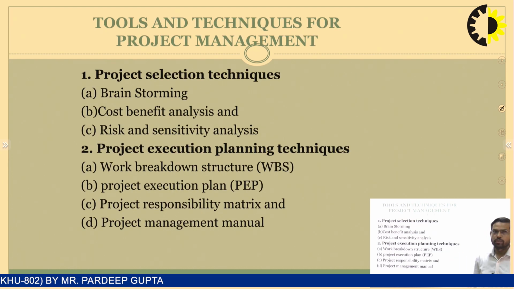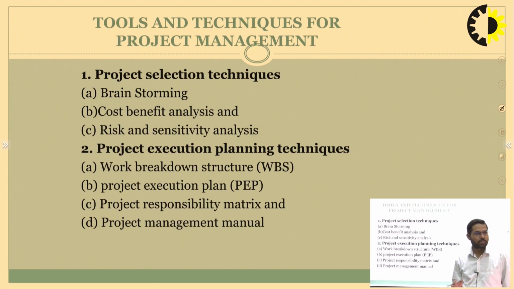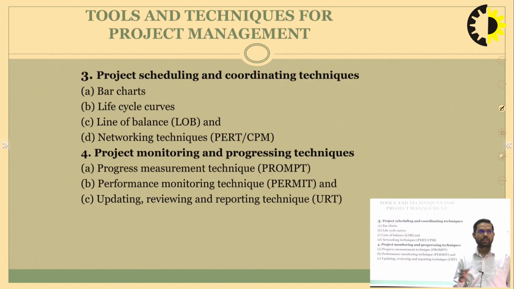What kind of tools and techniques are used in project management? Project selection techniques use brainstorming, cost benefit analysis, and risk and sensitivity analysis. Second, project execution planning techniques. We use the WBS, work breakdown structure, project execution, project responsibility and the project management manual. Project scheduling and coordinating uses the Gantt chart, life cycle, line of balance, and networking techniques.